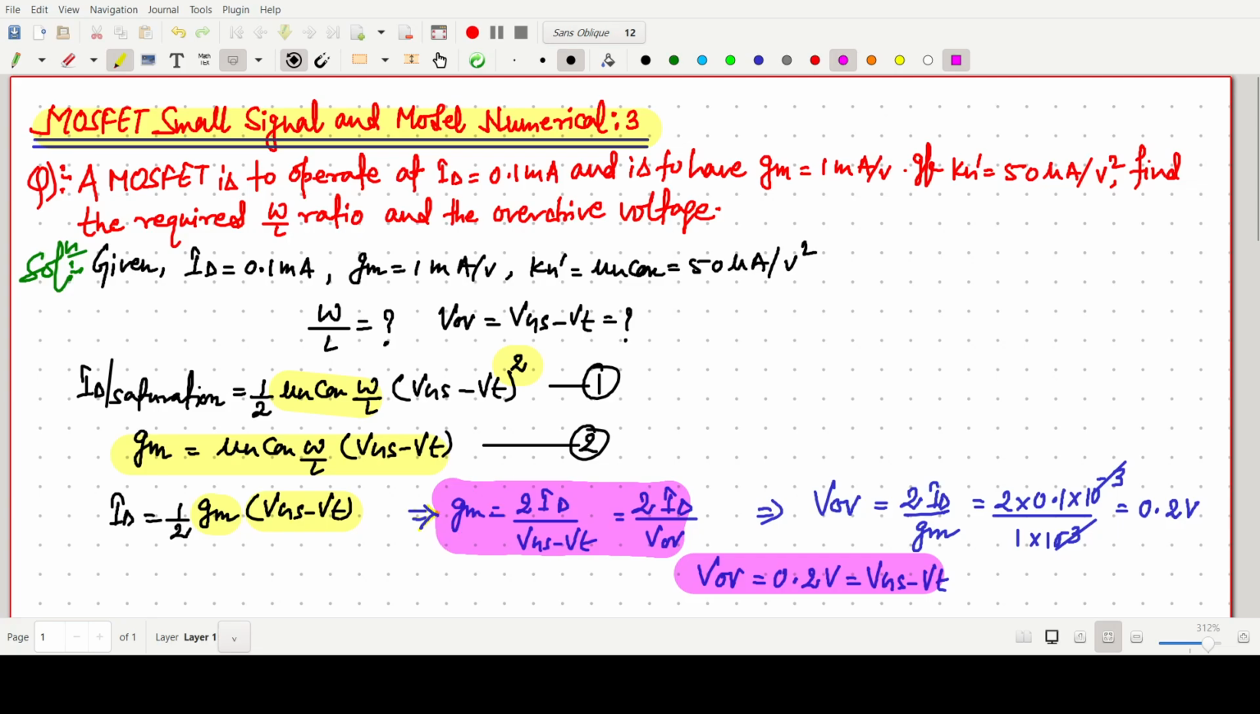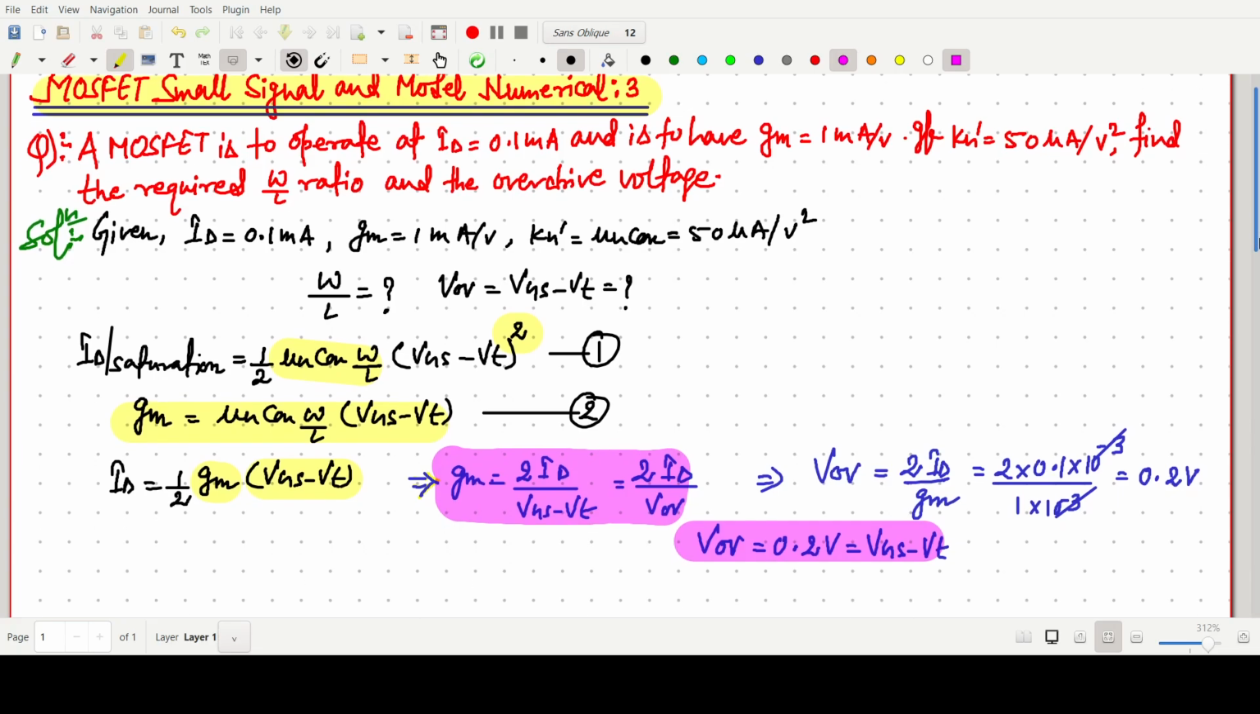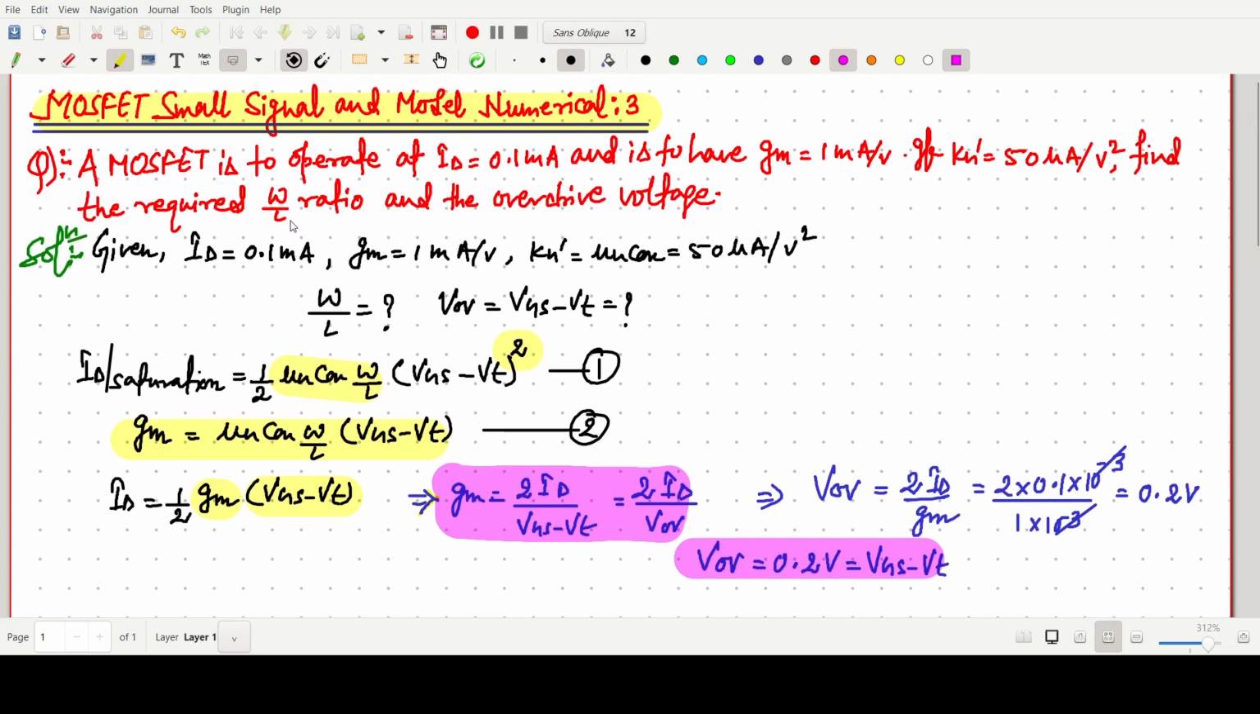If you remember the formula, it's okay, or you can do it by using equations 1 and 2 for the drain current equation in saturation and the transconductance parameter. In my earlier video I have already mentioned many things related to this one, so it is better to go through the earlier video also. Now we have calculated the overdrive voltage first. Next we have to go for the other one, that is our W by L ratio.